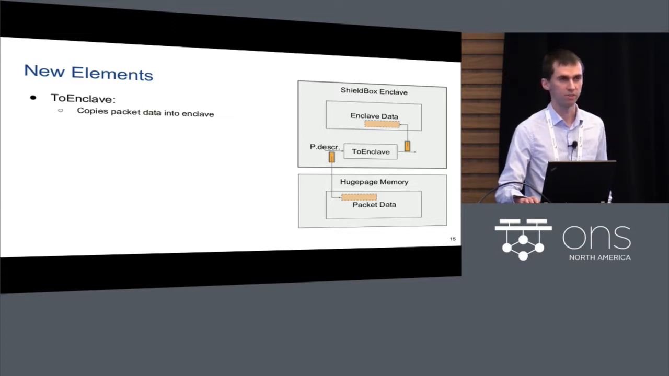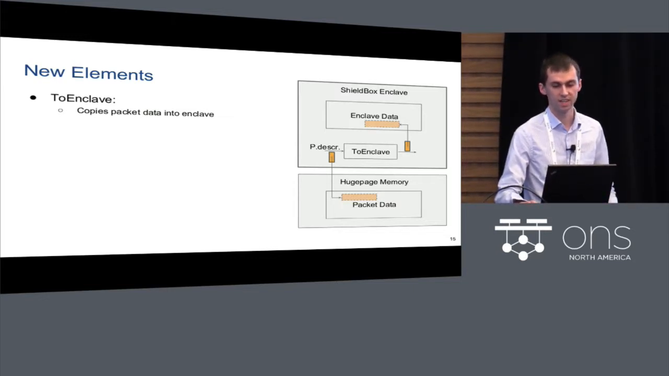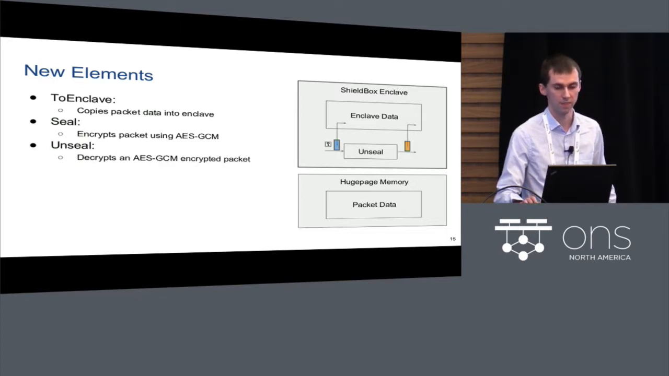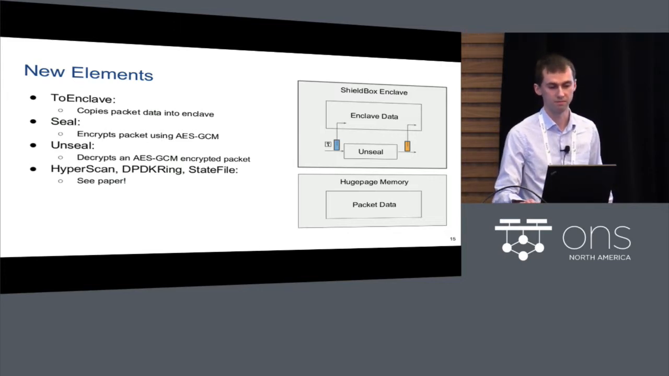So in the case, for example, when we have a VPN application that does AES-GCM decryption of the data, it will decrypt the data in line. And in this case, we will expose the secrets in the untrusted memory. To prevent this, we have the ToEnclave element that copies the packet data, the actual body of the packet, into the enclave. We have also implemented seal elements, which encrypt packets using AES-GCM, and unseal elements that do the reverse operation. And the rest of the additional elements are presented in the paper.